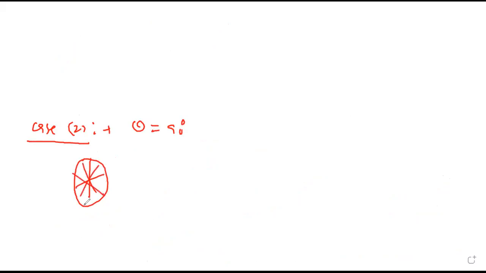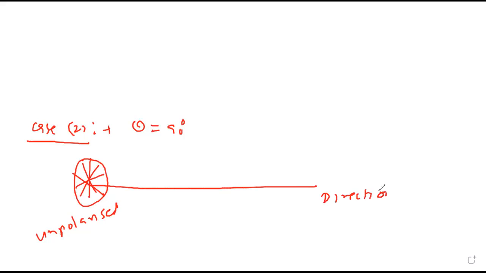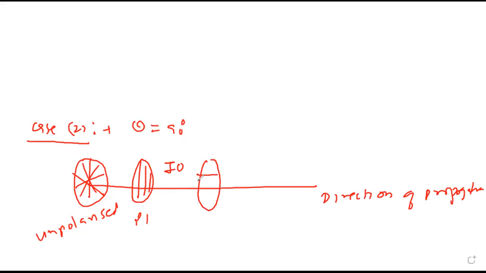Case 2. When the angle between two polaroids is 90 degrees, this is unpolarized light having vibration in all directions in the same plane. This is the direction of propagation. And here there is a polaroid allowing vertical vibration to travel. So here I get I naught through polaroid 1. The second polaroid is kept such that its axis is perpendicular to this.